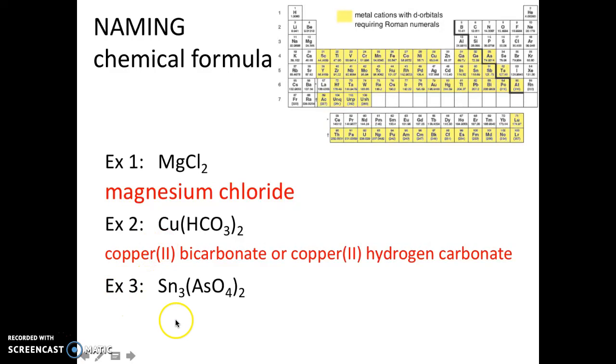So we go to example number 3. In example 3, again, tin. I look up tin and I see that tin is one of the highlighted ones, so I'm going to need Roman numerals for tin. But to know what tin's charge is, again, you look at the anion to help determine the charge. So arsenate has a charge of 3-. Because you have 2 of them, giving you -6, the charge for the cation must be +6. So that means that if it's +6 for all 3 tins, each tin must have a charge of +2. So we call that tin(II) arsenate after you've realized what tin's charge is.